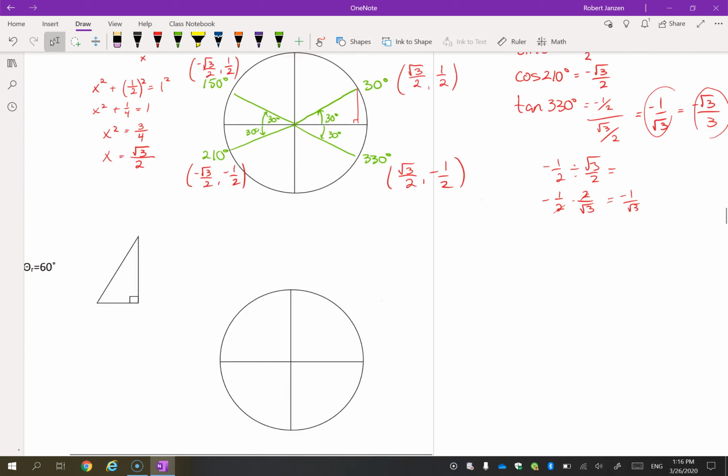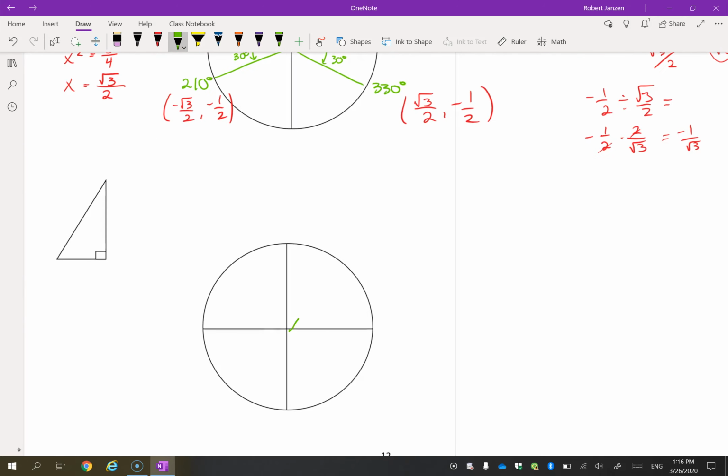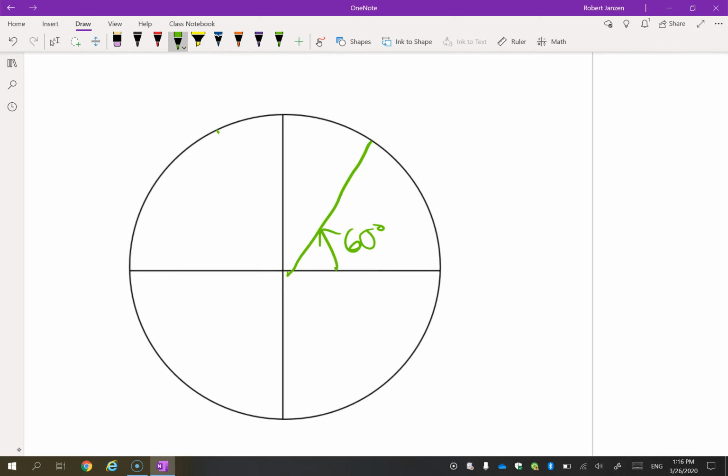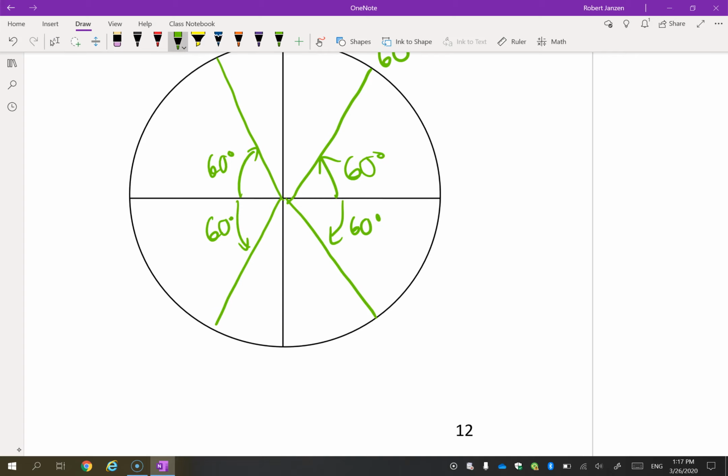All right, and there's one more angle. Now the good news is we don't have to do a lot of thinking about this one. I'll show you why in a second. If this is 60 degrees, let's put that into each quadrant. So this is 60. This is 60. And this is 60. Notice it's always from the x-axis. So quadrant 1 would be 60. This one would be 180 take away 60. This one will be 180 plus 60. This will be 360 take away 60.